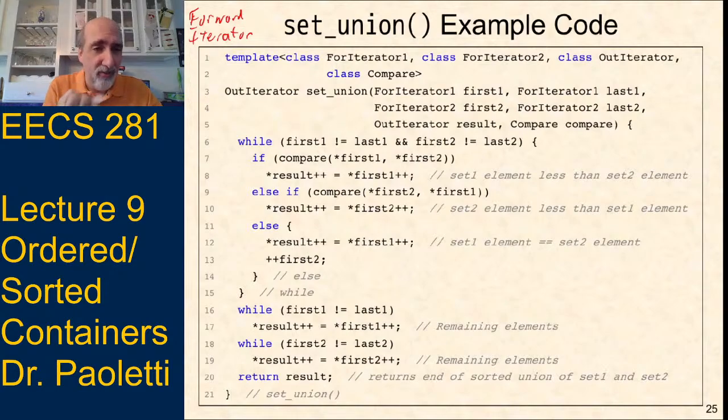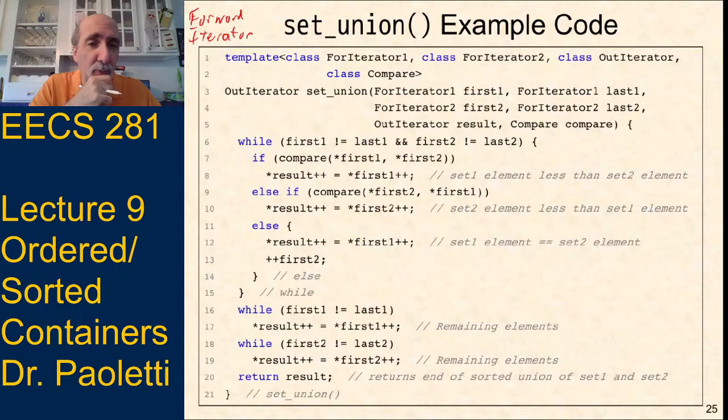Compare is this functor that's going to help us do our job, because I don't know what's in these containers. I don't know how to compare them. I've got a functor to help me. Now, another thing we can do with forward iterators is compare them to other forward iterators of the same type, which is what our while loop does.